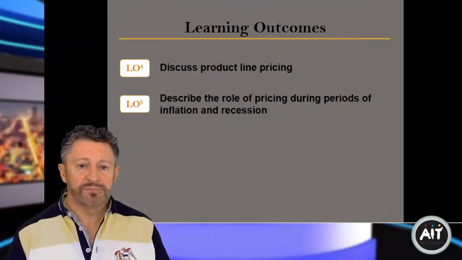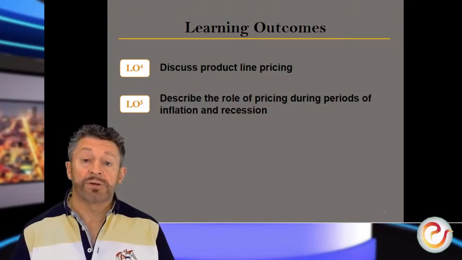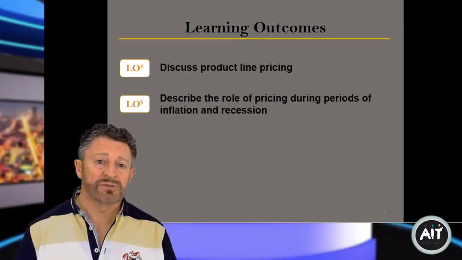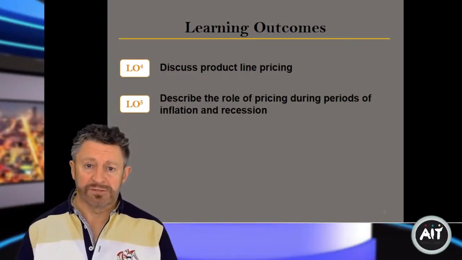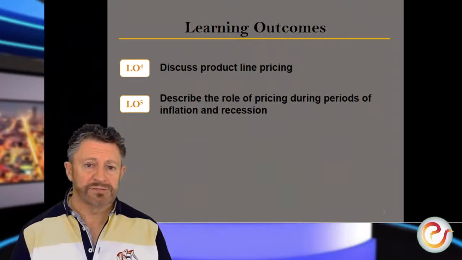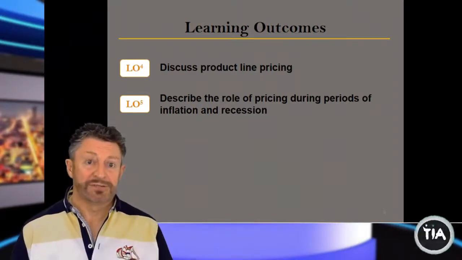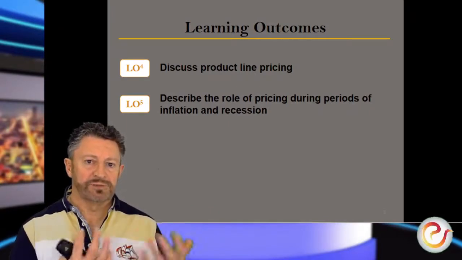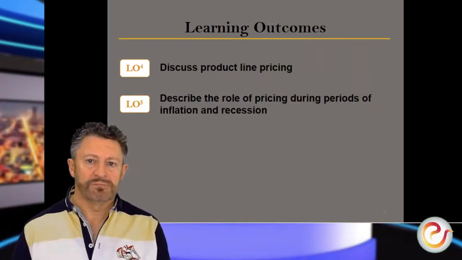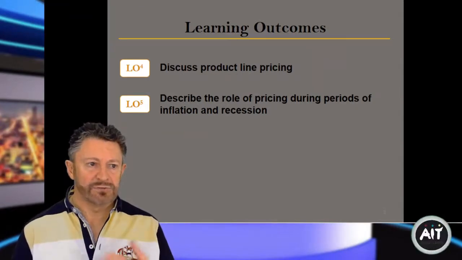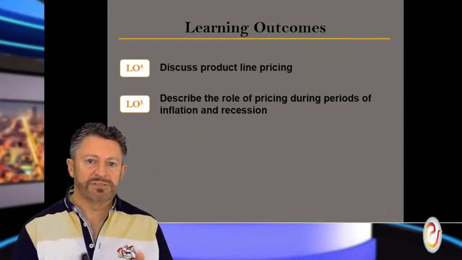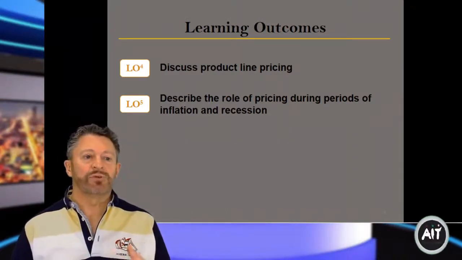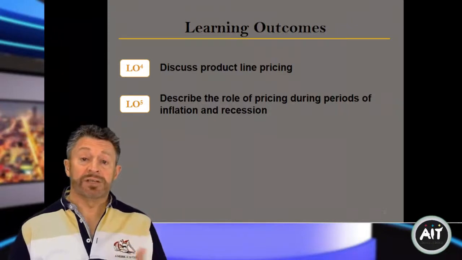And lastly, the remaining two learning outcomes: discuss product line pricing. So you can have various product lines. Now this is more directed towards physical products as such, although we do have it in services, where you're selling, for example, services to professionals, to businesses, or selling them to the general public, and then you'll have different segments and so on. So you'd have different products and different service level offerings. And then describe the role of pricing during periods of inflation and recession.